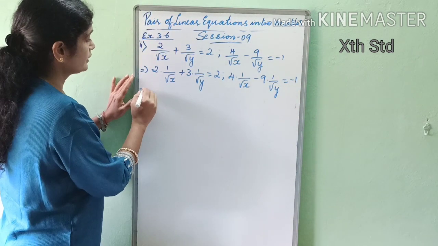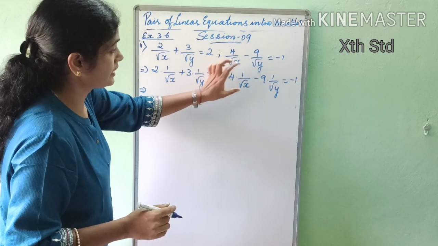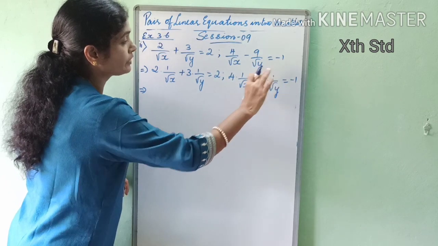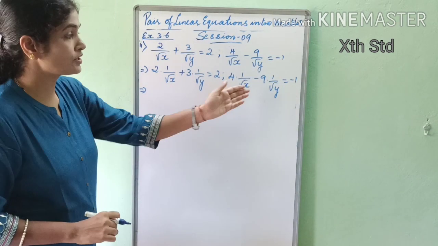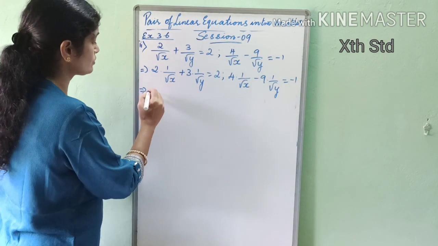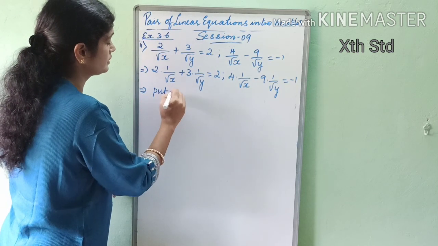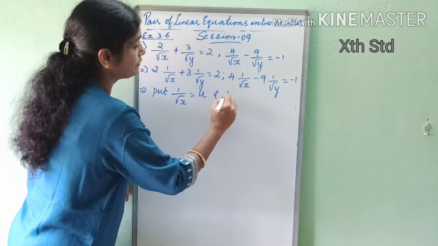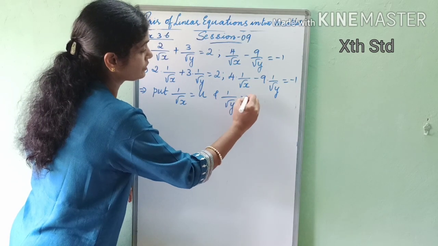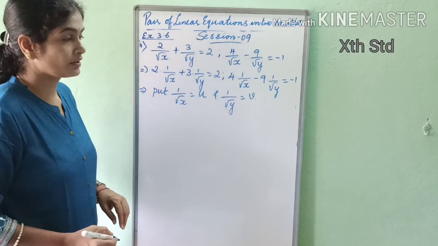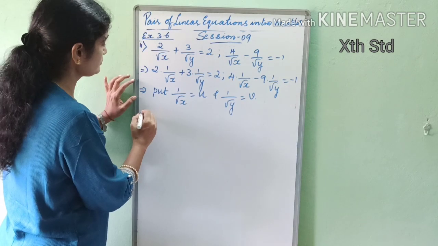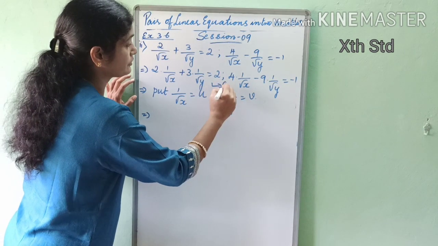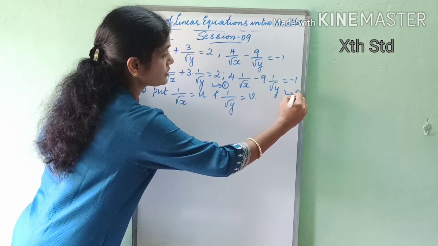Now, if you look at 1 by root x here, in the second equation also 1 by root x, and here 1 by root y and 1 by root y. So substitution we have to make for it. So put 1 by root x is equal to u and 1 by root y is equal to v. Fine. Then, I forgot to write this: this is equation 1, equation 2.